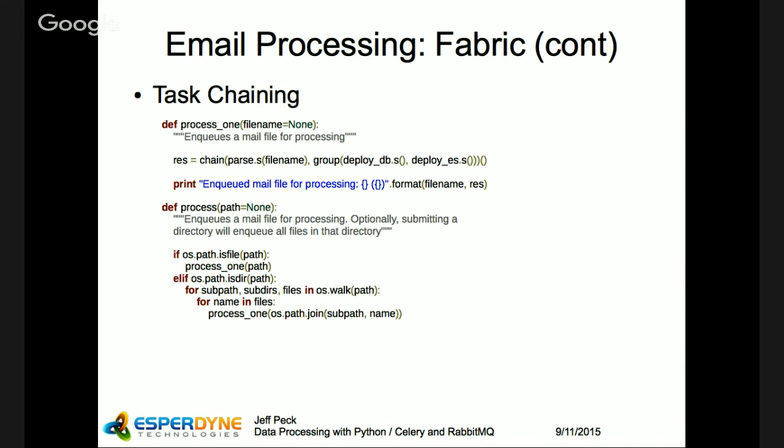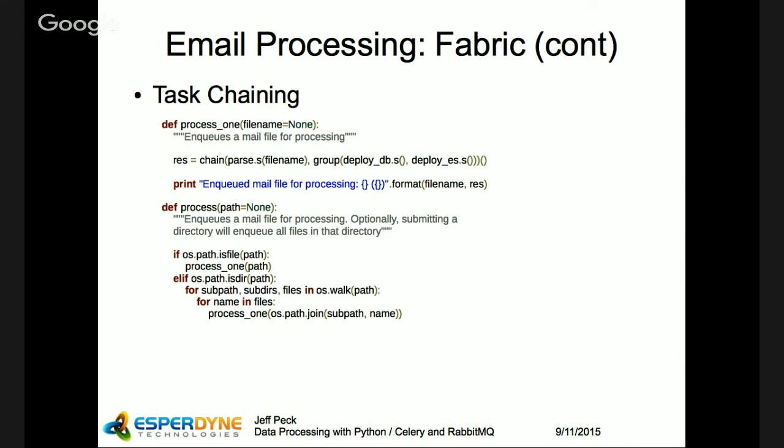And then the .s will basically return a reference to the task itself. You don't really need to think too hard about what's happening in the background in Celery. This is just the notation that is used, and you can use it. So parse.s, we're chaining together two things: parse file name, and then a group of the deploy to the database and the deploy to Elasticsearch from whatever gets chained and passed into these things.